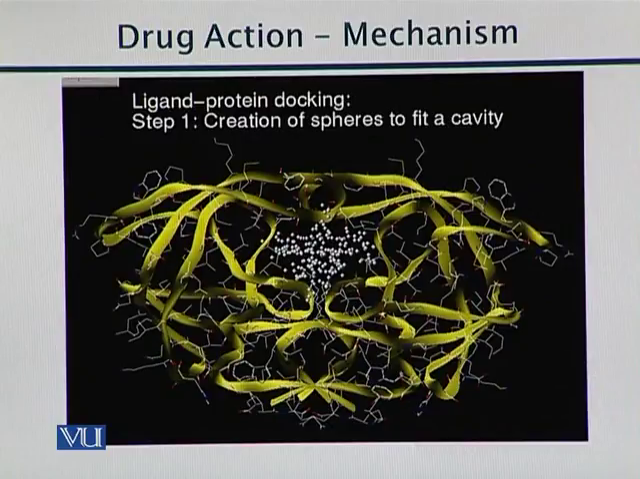Number one is ligand and protein docking. Ligand is our medicine, and protein docking is at which place, at what stage or location this ligand will be docked with this protein. Step one is creation of spheres to fit a cavity. In this step we are preparing these different spheres which are inserted in our cavity, so that in future these spheres can hold our different drugs.